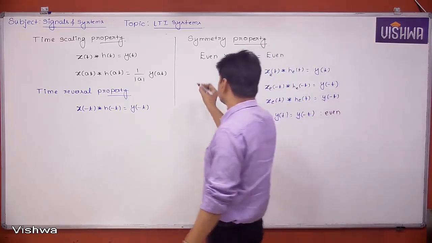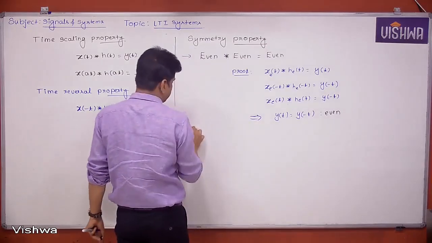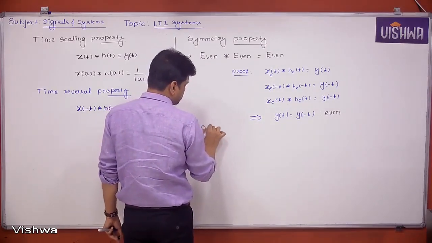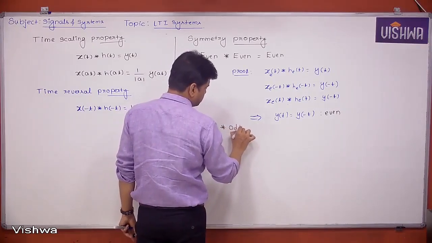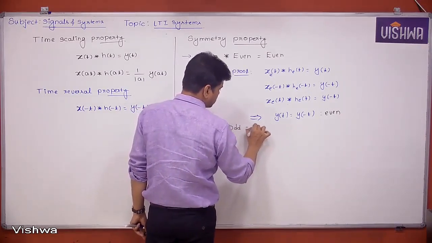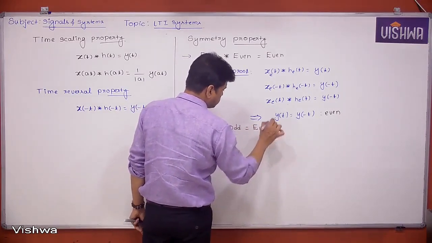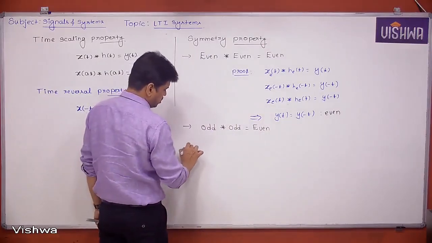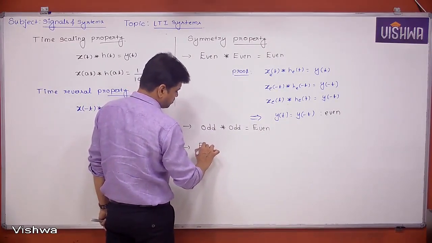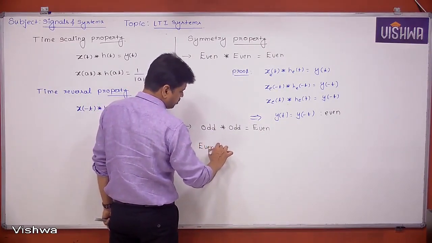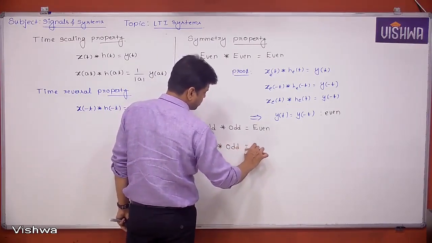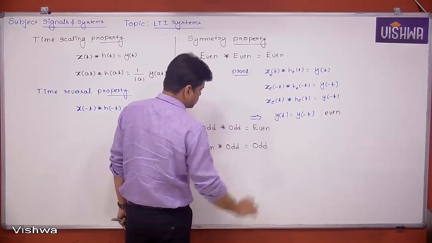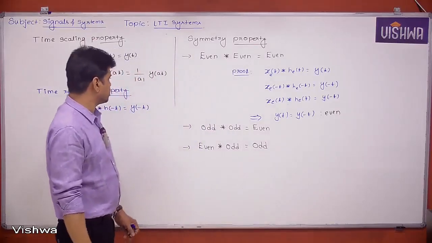And next, in a similar manner, I can say an odd signal convolved with another odd signal, the result is an even signal. Next, an even signal convolved with an odd signal, then the result is an odd signal. So these are the things we have to remember.